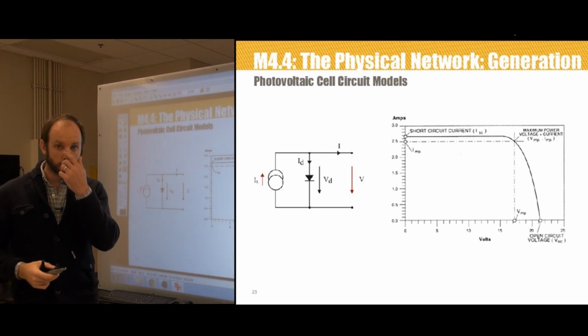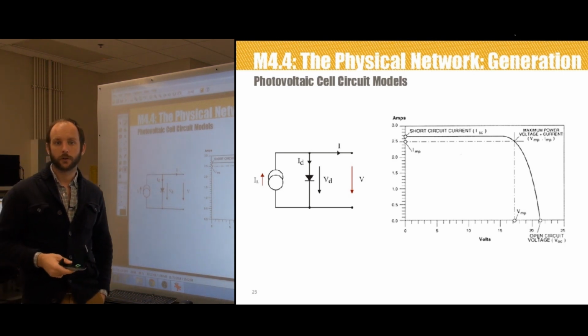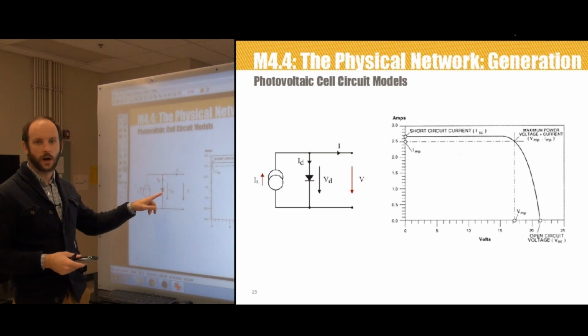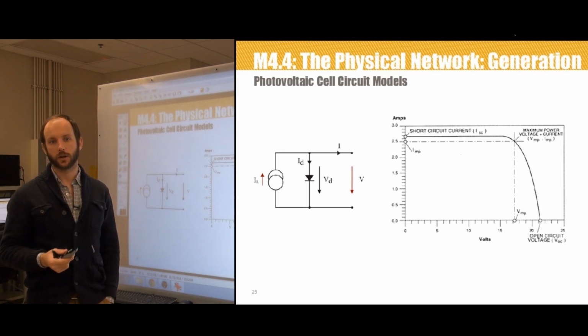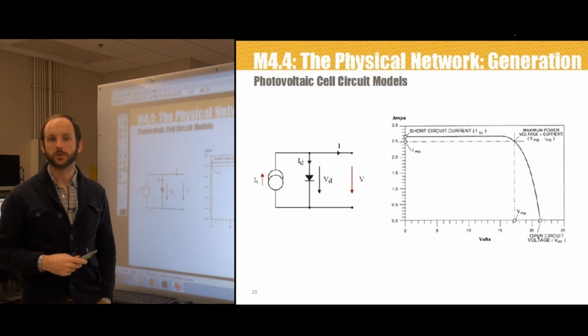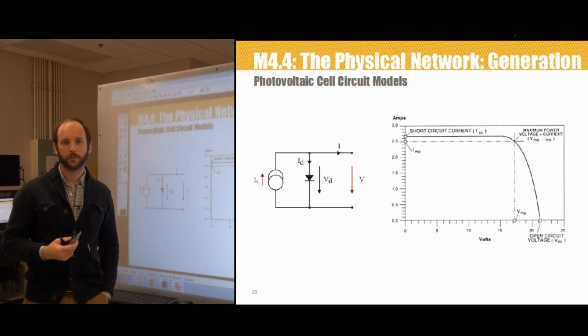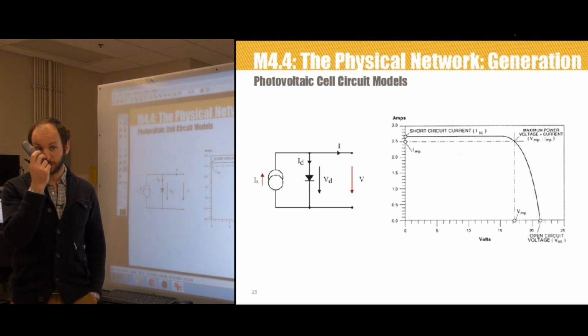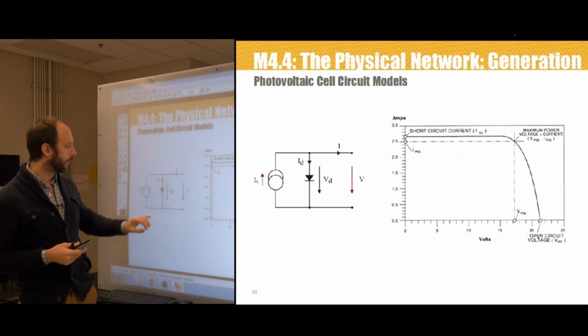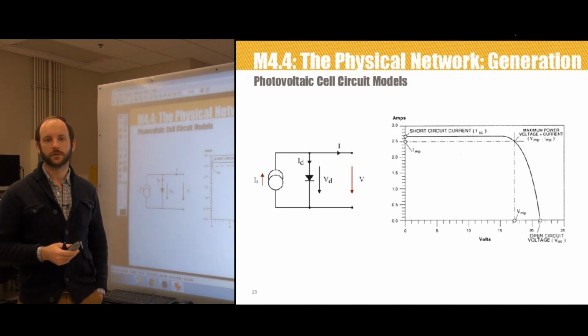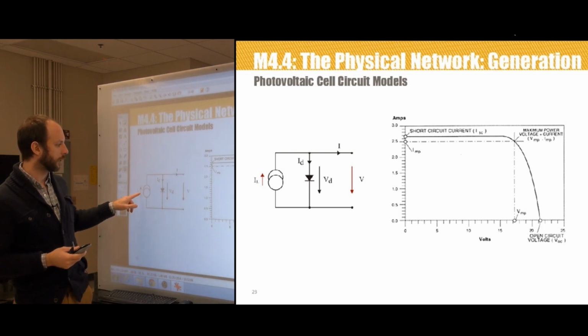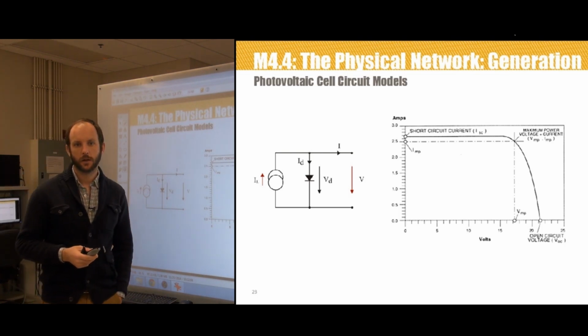The most simple electrical circuit model for a photovoltaic cell is a diode in parallel with an ideal current source. The current source delivers a current that is in proportion to the solar flux experienced by the cell, and the circuit model is characterized by the current that flows when the cell terminals are shorted together, and this is called the short circuit current, ISC.